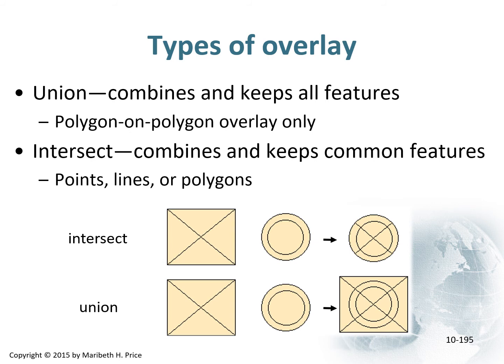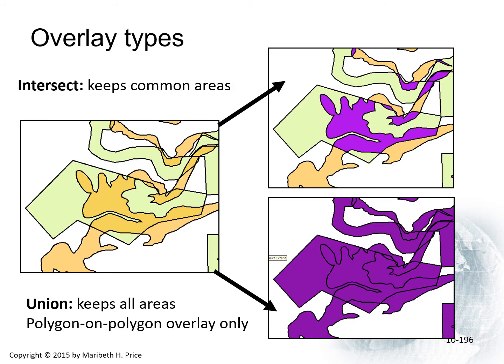Union, it's the exact opposite. You get everything that's in either one. And so overlays look kind of like this. Intersect keeps common areas, union keeps everything.